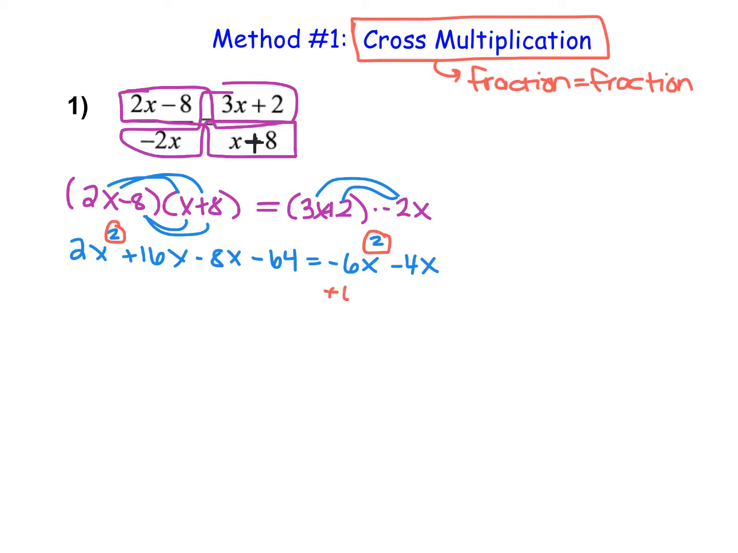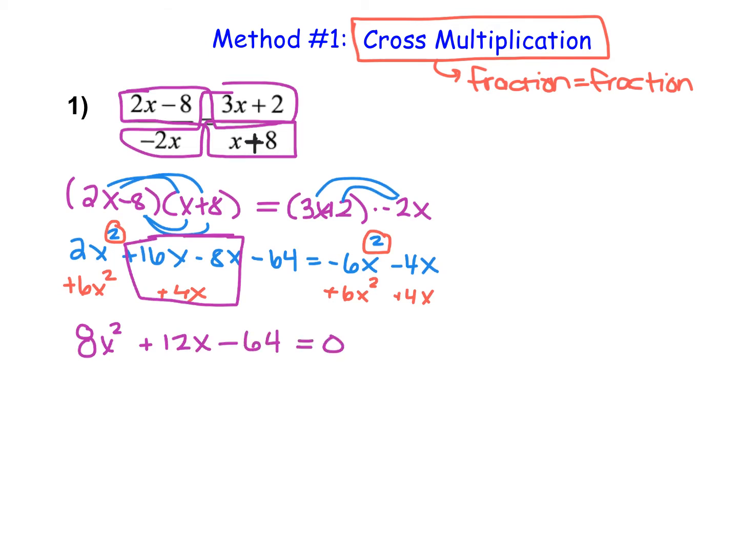So I'm going to start by getting all of the terms on the same side of the equation. I'm going to add 6x² to each side, add 4x to each side. As I do that, I can start combining all of these like terms together. So I have 8x². I then have all of these items to add together: 16 minus 8, which is 8, plus 4, which is 12. So I have plus 12x, and then I have minus 64 is equal to 0.